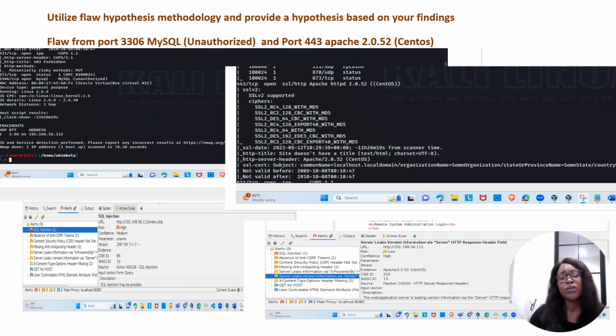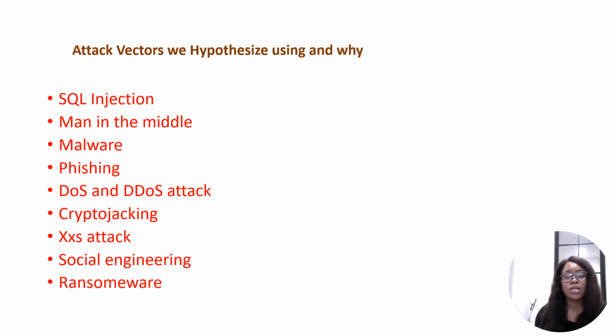So when an open port 3306 is targeted, it means that the attacker has discovered a weakness in the system's security measures, allowing them to exploit and manipulate the database using SQL commands. So a SQL injection attack on open port 3306 can have significant consequences, potentially leading to data breaches, unauthorized access, and system compromise. So my next slide is the attack vectors we hypothesize using and why.